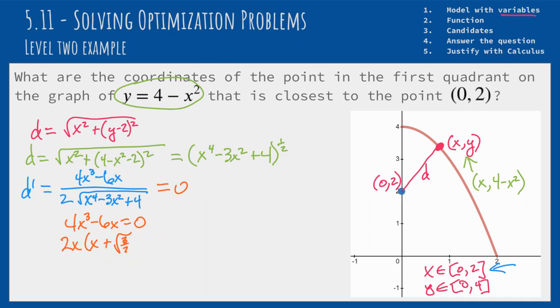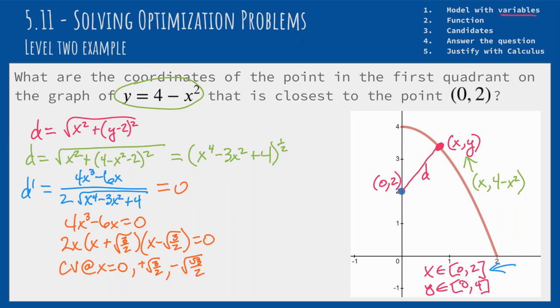This is maybe not the best way to solve it, but it works. You could also solve this by just getting x by itself. So you get x squared equals 3 halves, and then take the square root of that. So we get critical values at x equals 0, x equals positive square root of 3 over 2, and x equals negative square root of 3 over 2.